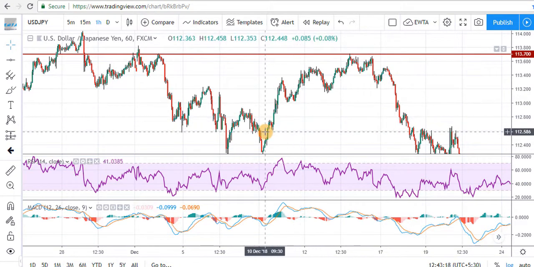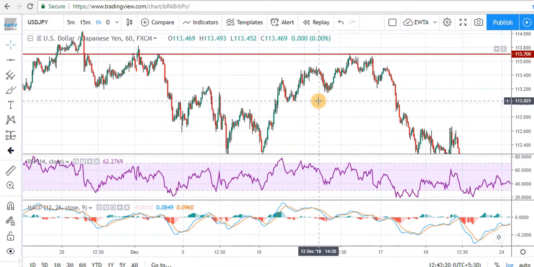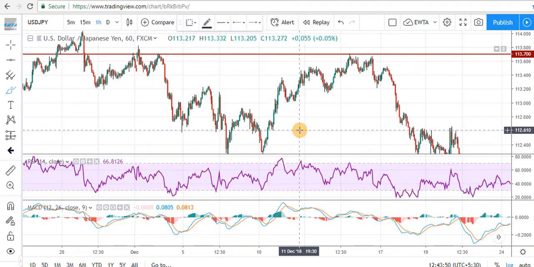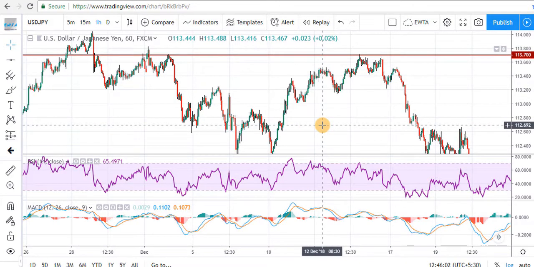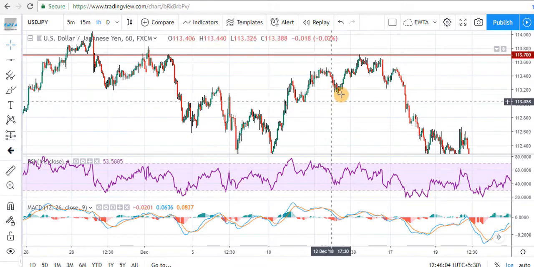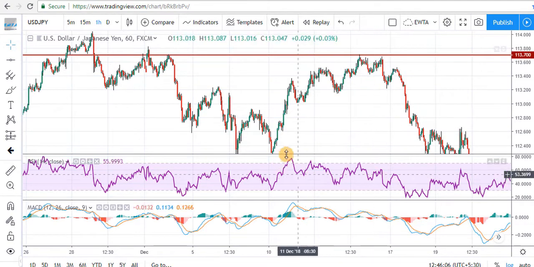So, when price and indicator are out of sync, it really requires your attention that something is happening on the chart, and this is called divergence. As we already know, divergence can be either bullish or bearish. A bearish divergence forms when prices make higher highs but indicators make lower highs.